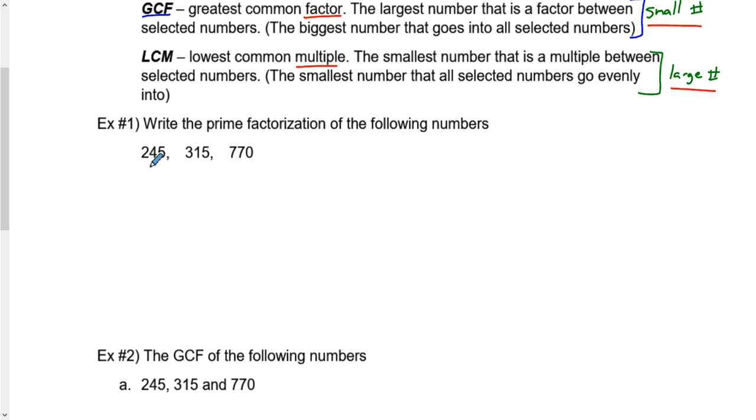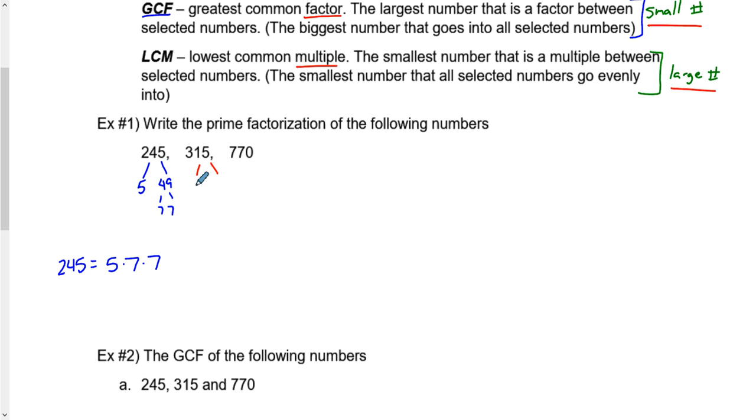So if I look at 245, I know for a fact I can break down 245 by 5, and I have 49. Now 49 is 7 and 7. So meaning 245 is 5 times 7 times 7. Yes, we could write 5 times 7 squared. This is going to come in a lot better for practicality sake for our next two examples.